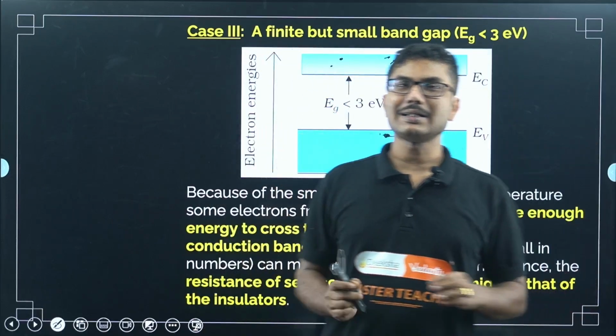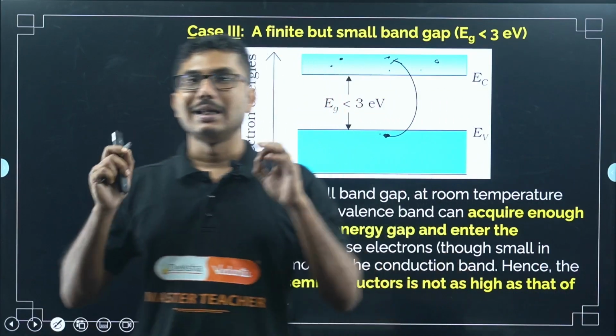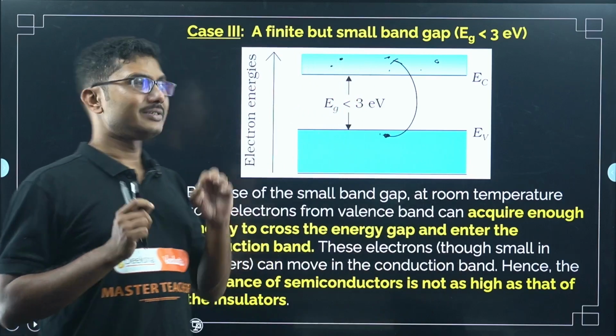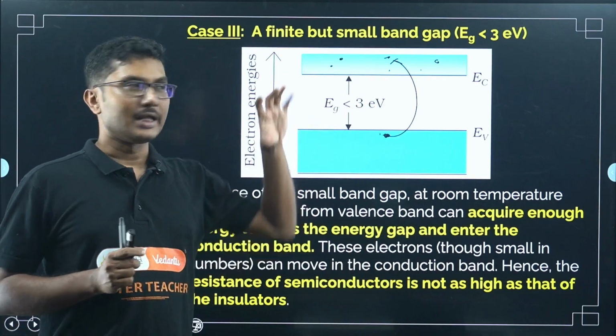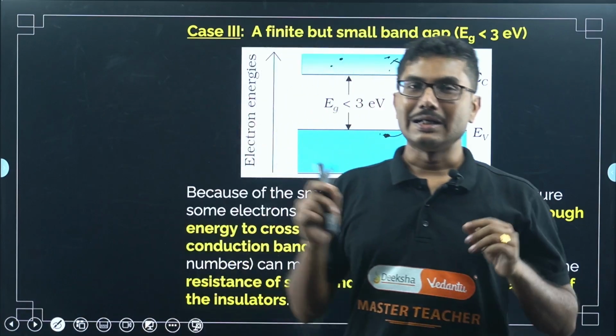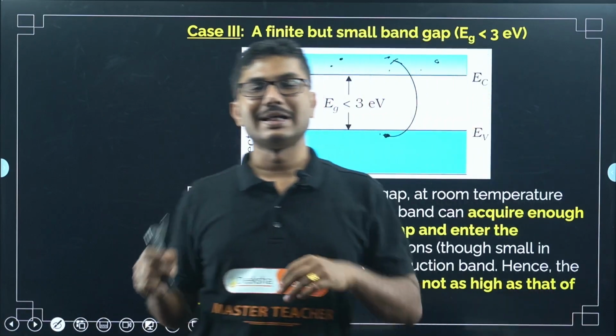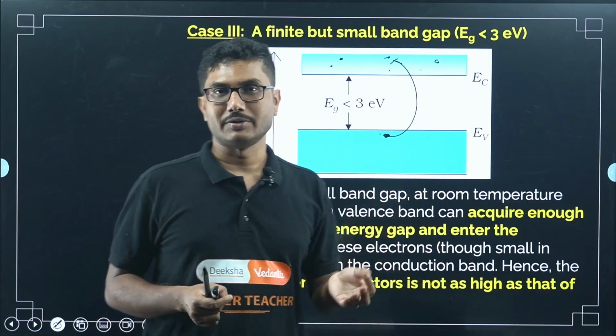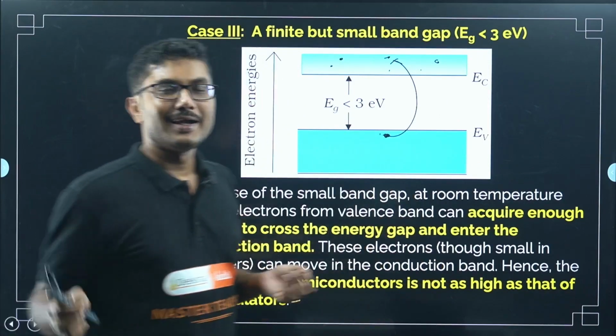In semiconductors, the forbidden energy gap is less than 3 electron volt. This 3 electron volt is very important. If the forbidden energy gap is less than 3 electron volt, then it will be a semiconductor. If it is greater than 3 electron volt, it will be an insulator. So it is like a passing mark.